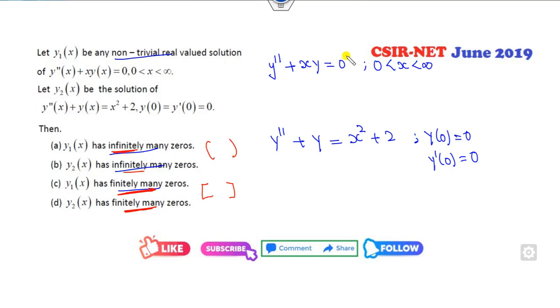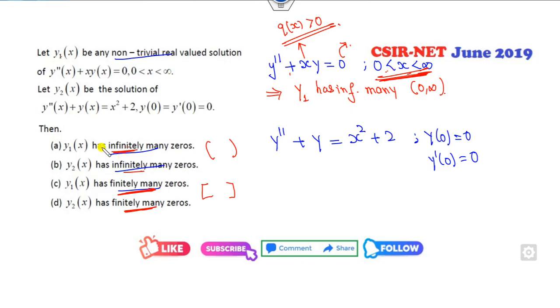Fine. First of all, the right hand side is 0. Infinitely many solutions occur when this q is greater than 0. Now you can see this number is greater than 0. So that means y1 has infinitely many zeros on the open interval of 0 comma infinity. So y1 has infinitely many zeros, correct. y1 has finitely many zeros, wrong. Now look at y2, the solution of this.